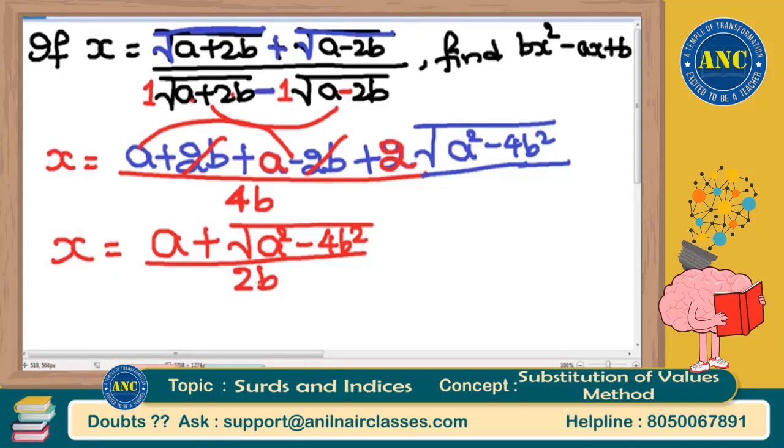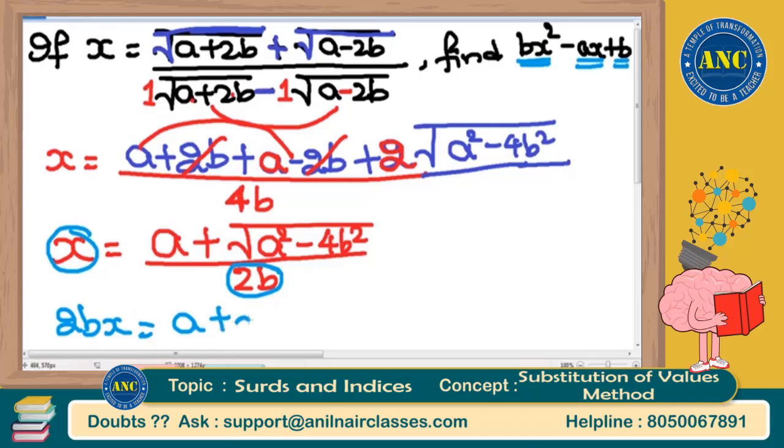But please see what I need to find. I need to find bx square minus ax plus b. This value I need to find. Now I have b. I want to find bx square. I have 2b in the denominator. If I cross multiply with this, I will get 2bx, right? I will get 2bx equal to a plus root of a square minus 4b square.